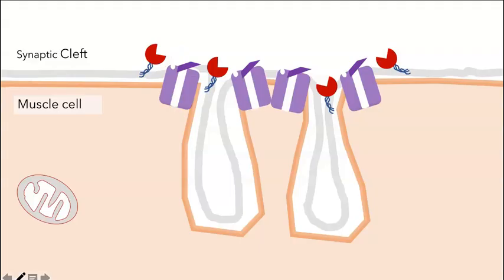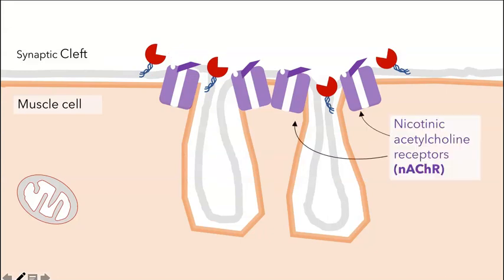Let's turn to look at the events in the muscle cell. Here's a blow-up of the muscle side of the synapse. At the top of the junctional folds, we'll have the receptors for acetylcholine. Again, these are nicotinic acetylcholine receptors. Nicotinic acetylcholine receptors are a type of ion channel. They're ligand-gated ion channels, or they're also called ionotropic receptors.